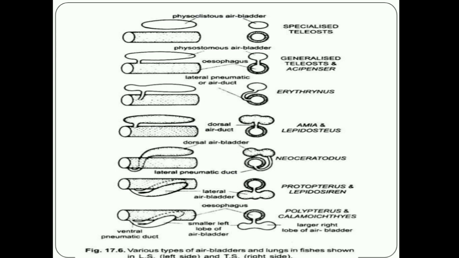Now we discuss the specialized teleost fish, meaning bony fish. In this fish there is an air bladder, but it is not connected to the esophagus. It is free.